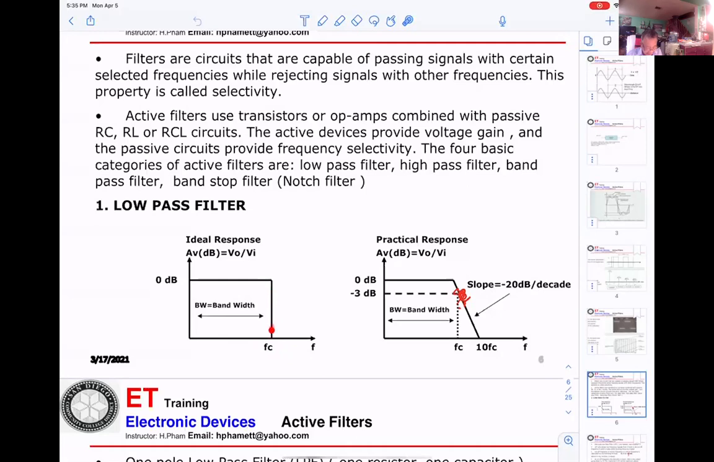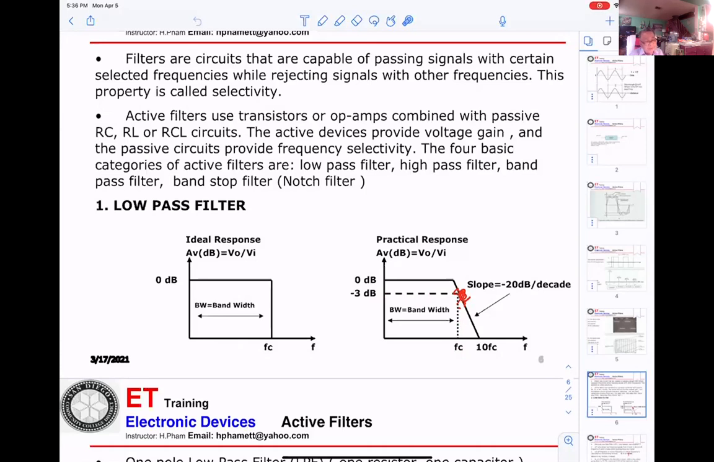This is the display for the ideal low pass filter, and another one displayed is for the practical low pass filter. Basically we're working with the practical filter. At this point, you go down to get the cutoff frequency, and you go to the left, it says minus 3 dB. That means at the cutoff frequency, the output will be going down to minus 3 dB.